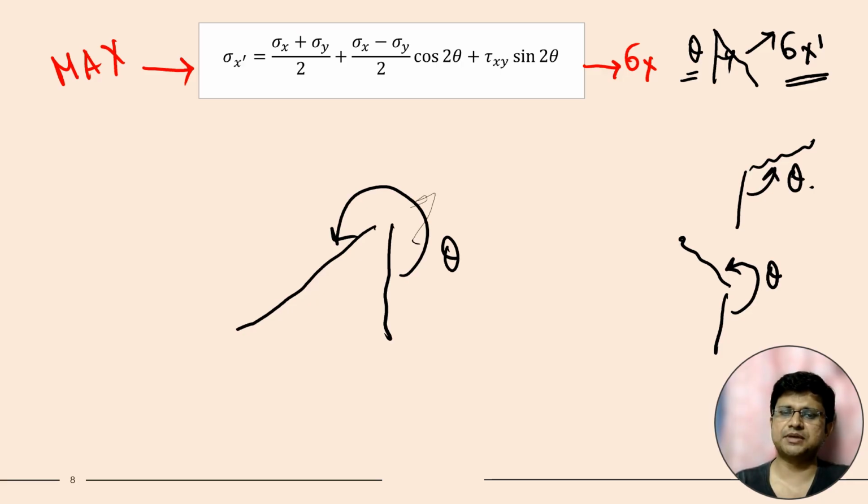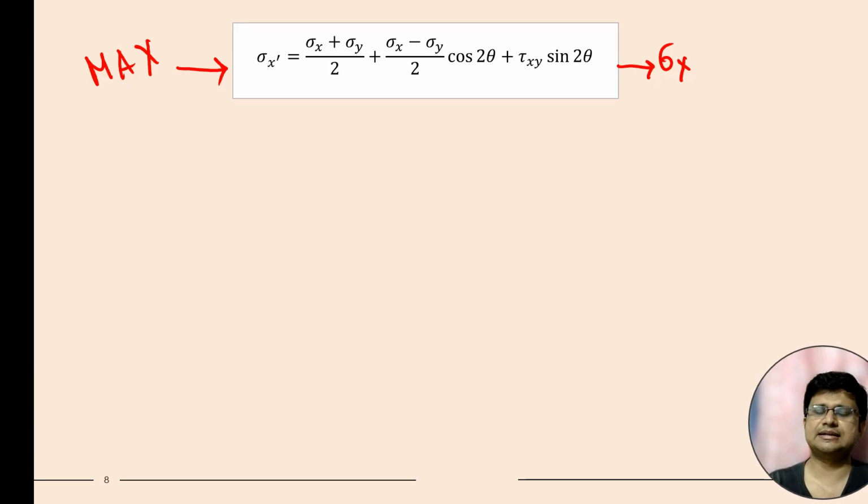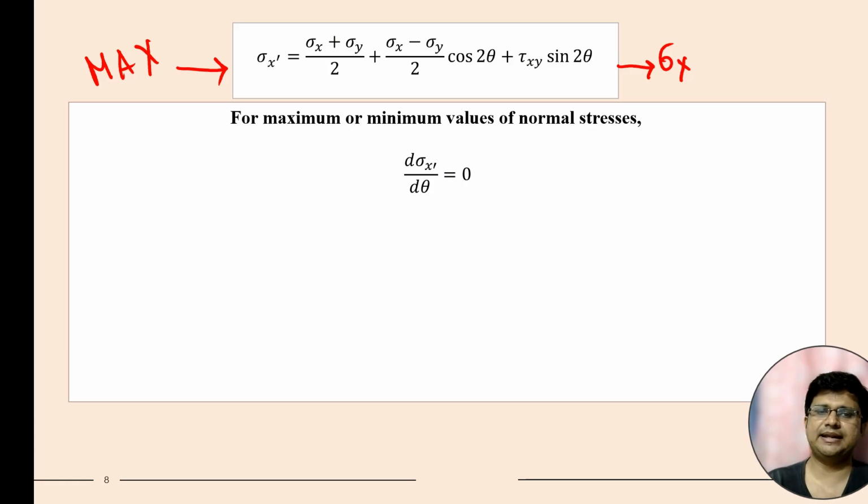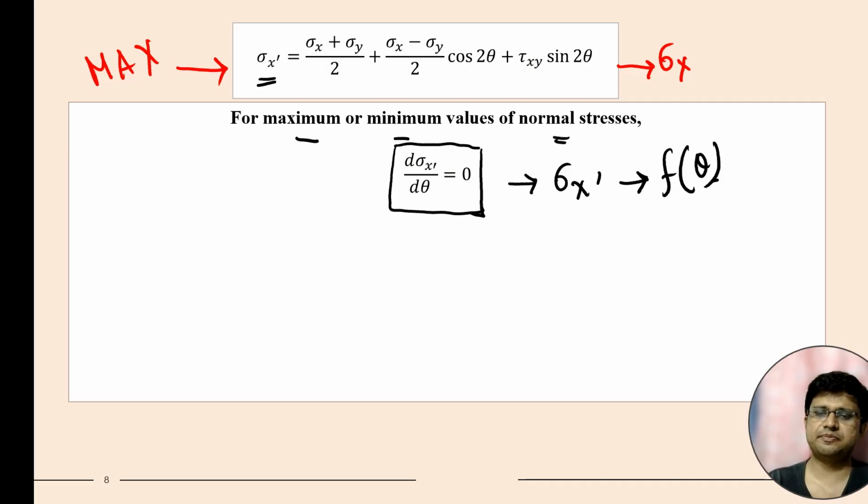Now I am not going into the details of the calculation. But you already know that for finding the maximum or minimum value of normal stress, we have to differentiate sigma x dash with respect to theta, because sigma x dash is a function of theta. So if we take the derivative and make it equal to 0, then we will get the maximum or minimum value of normal stress. So we can calculate the derivative of this particular value. It will be like this.